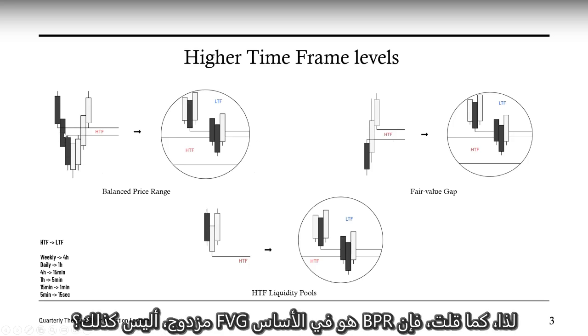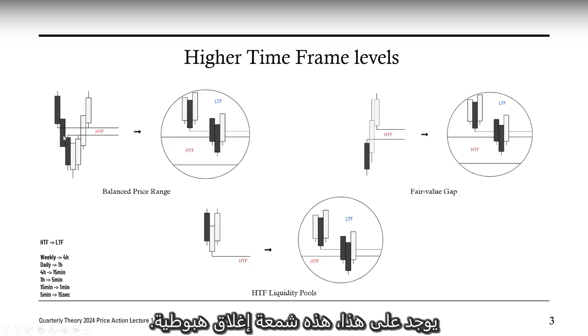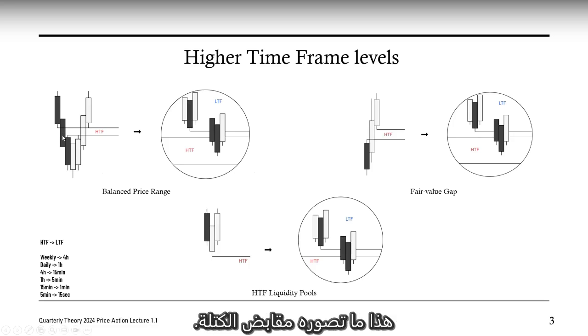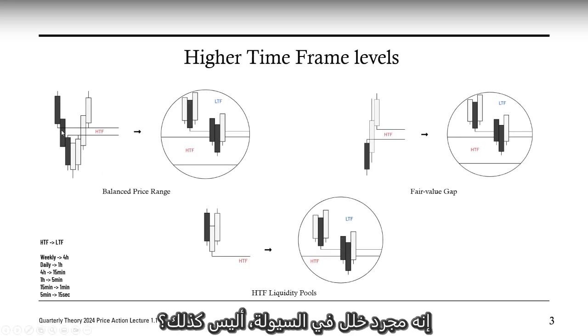So as I said, the balanced price range is basically a double fair value gap, right? So you have this gap that cuts through another gap, right? This is a down close candle. That's what the block candles depict. So you have this wick, and then the candle to the right of it has no wicks, right? It's just this is an unbalanced liquidity, right?